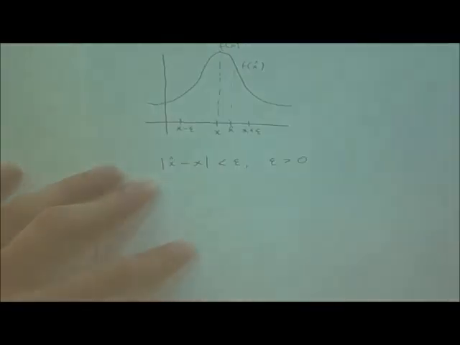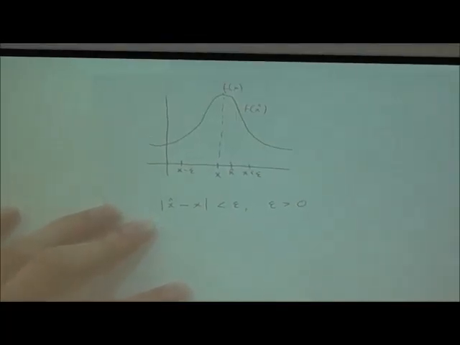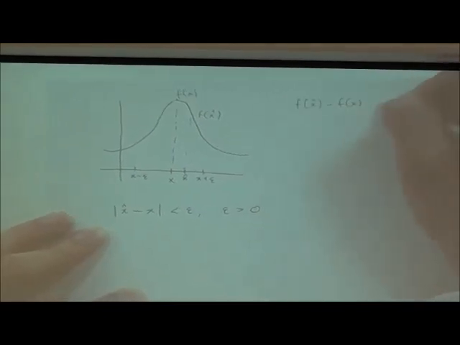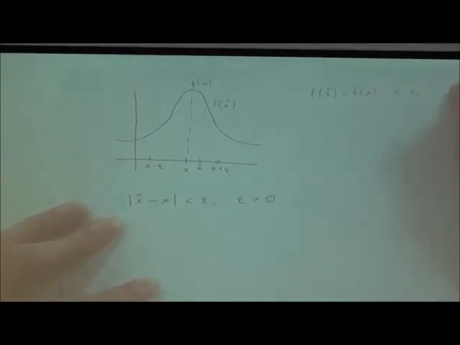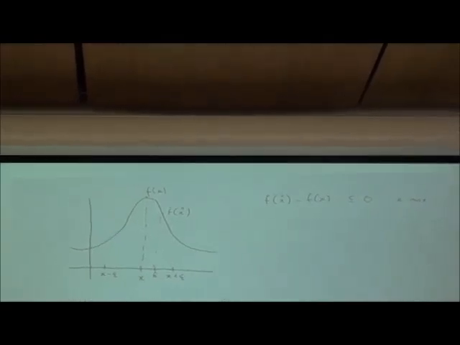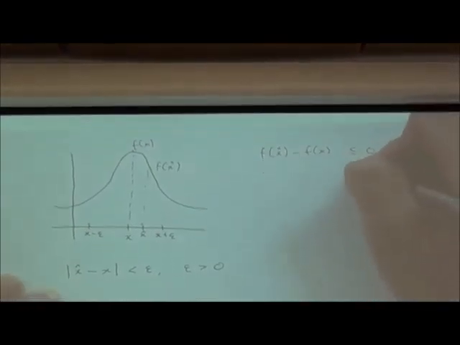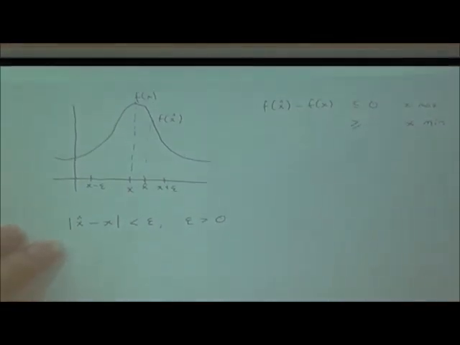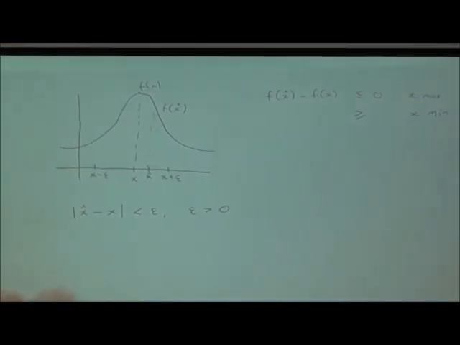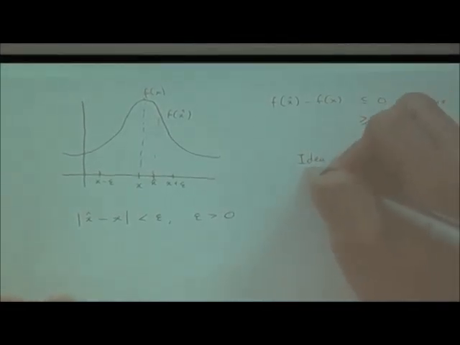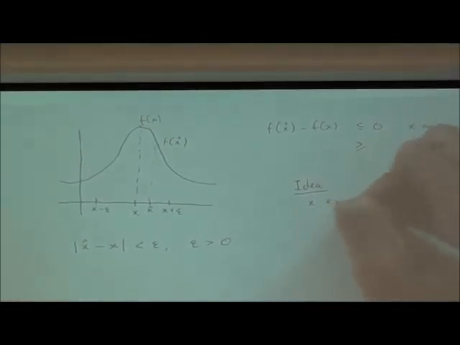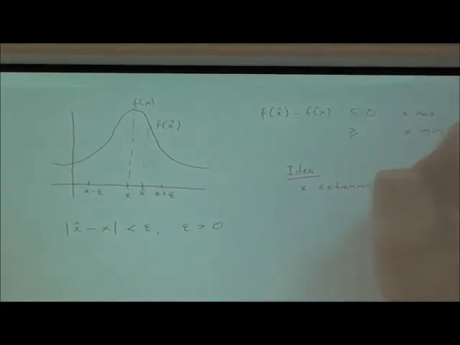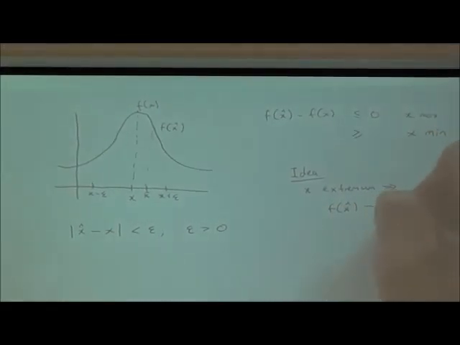And what you might notice is that if x is a maximum point, then this quantity f of x hat minus f of x is always going to be less than or equal to 0. Of course, if x is a minimum, then the sign is going to be the other way around. And the idea to get from this is that if x is an extremum, so a maximum or a minimum, then the quantity f of x hat minus f of x does not change sign for any x hat on this interval here.